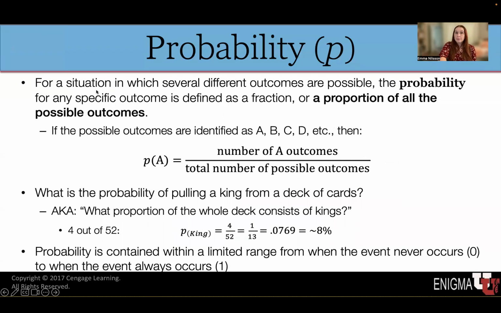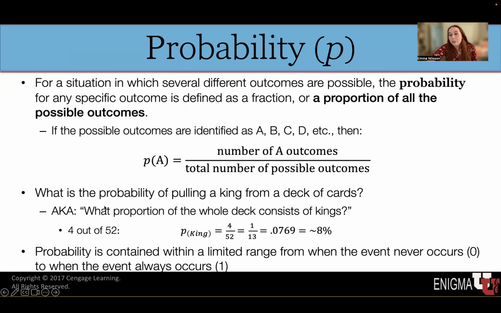So probability is defined for any specific outcome as a fraction or proportion of all the possible outcomes. So if you have the possible outcomes A, B, C, and D, let's just say, the probability that you would get A out of all of those would be found using this formula. You would take the number of A outcomes that you got and then divide it by the total number of possible outcomes. So for example, if we asked, what is the probability of pulling a king from a deck of cards?